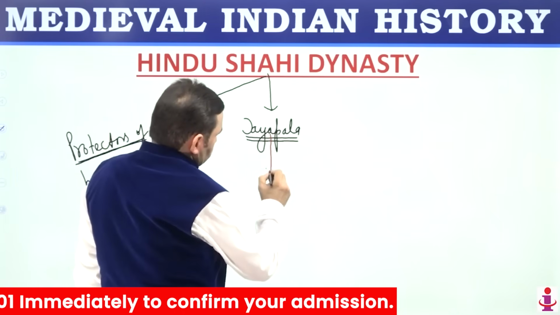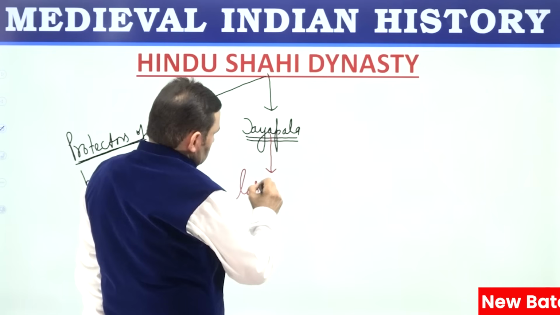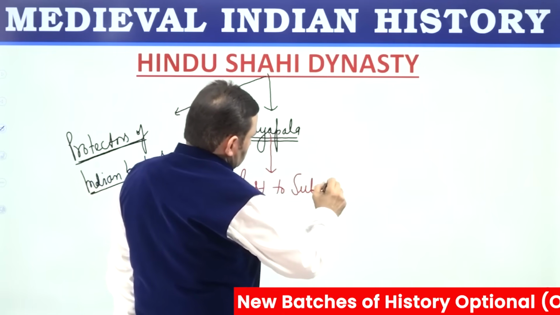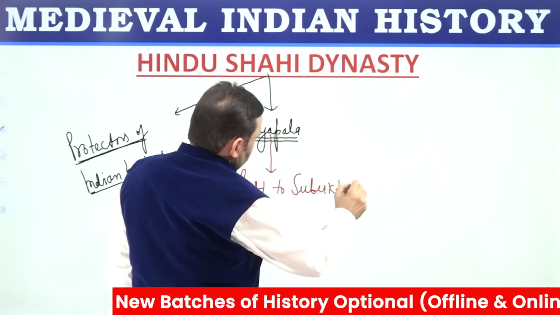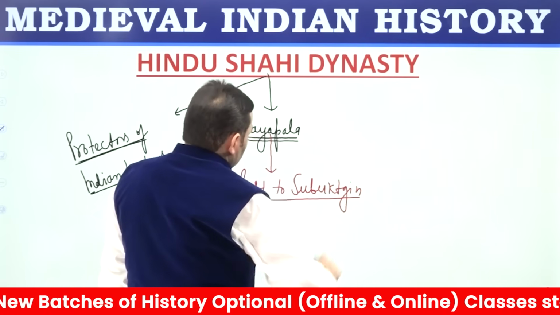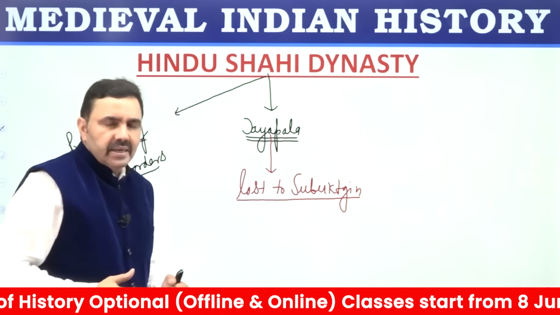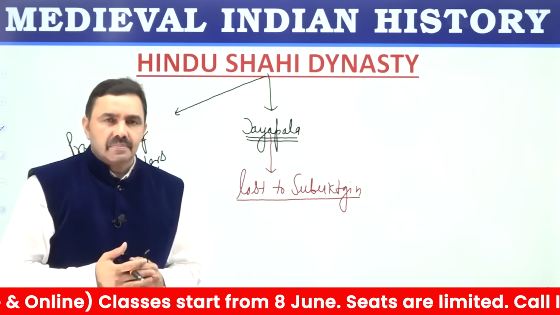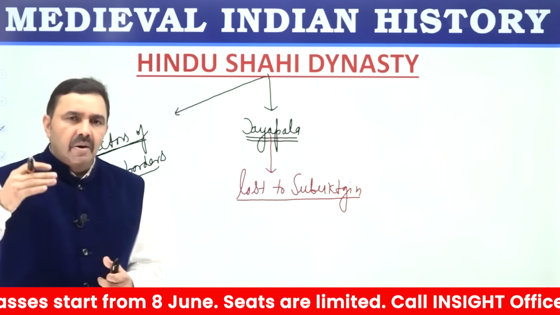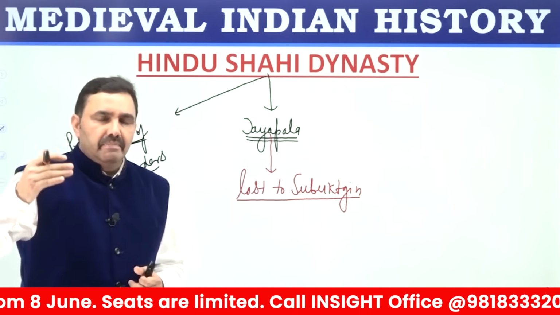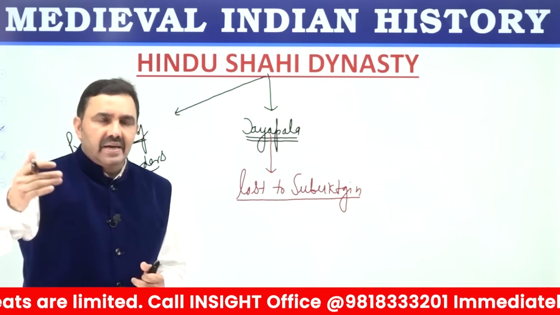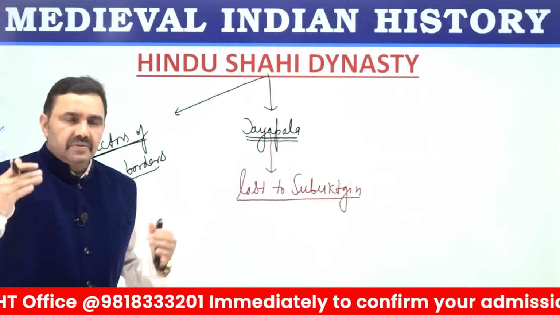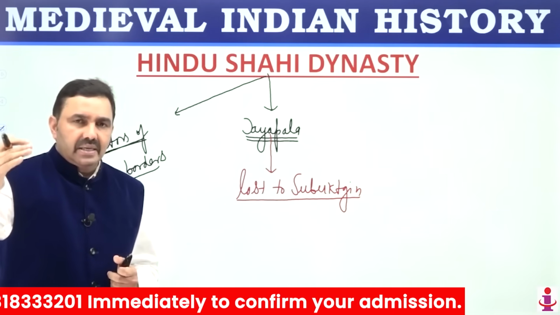Jaipal lost to Subuktigin, and here the loss was also very accidental. Jaipal was a very powerful king. He raised his army when Subuktigin attacked his kingdom, and when he was about to win, a massive avalanche broke out. A major part of Jaipal's army was killed by that avalanche.